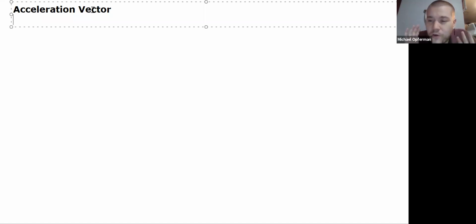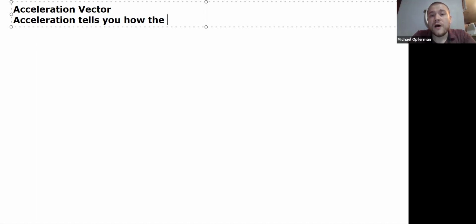Your first reaction is probably to say acceleration tells you how the speed of an object is changing, but this is actually not correct. Be very, very careful, because if you go back to the difference between velocity and speed, acceleration actually tells you how the velocity is changing, not how the speed is changing. And this is where the vector stuff starts to really become important.